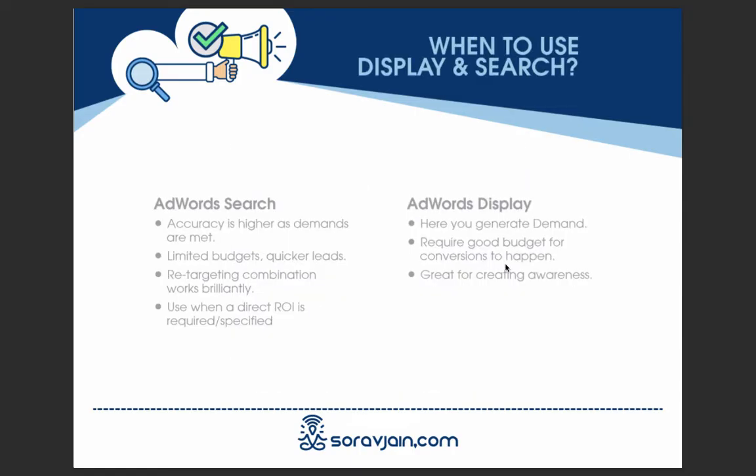When do we run search and display ads? Well, understand, when you're running your search ads, this is when your accuracy is very high because you're trying to meet the demand. You have limited budgets, which means you can get quick leads. Retargeting combination works brilliantly here because somebody's searching, they see your text ads, they click on it, and then you start retargeting from a display point of view. You use this when a direct ROI is required or specified.